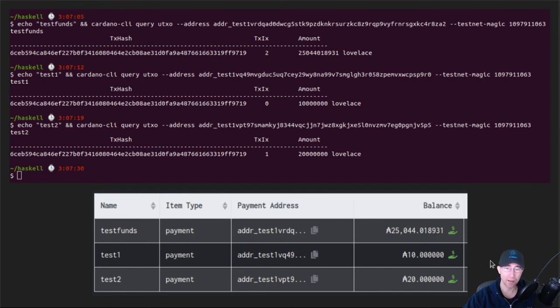And that is an overview of how UTXOs work on Cardano. And with that, Nerd out.